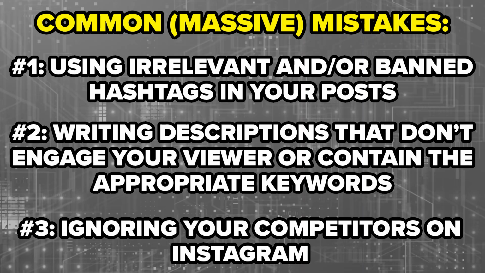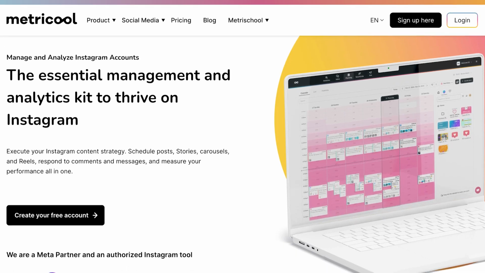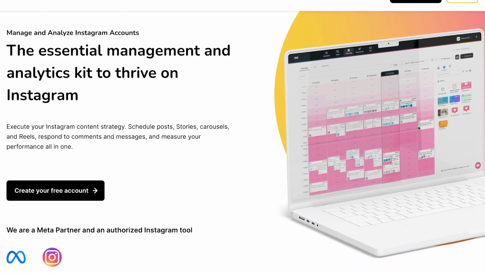And then the third mistake is you need to make sure that you do not ignore what your competitors are doing. I cannot emphasize this enough. If you want to stay on top of what is trending within your niche so that you know exactly what to post, and you want to take the guessing out of your posts and just know that if you post something, it's going to get a lot of views, well, then you need to make sure that you're using a tool like Metrical. In fact, Metrical can help solve all three of these things for you.